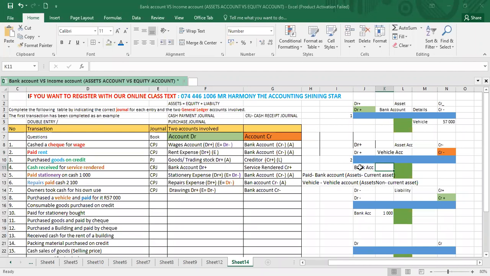How much did this car actually cost you? The car that we have bought cost us 57,000 rand. Can you see? We have the car. Now, when we have the car, we are debiting it. How did we buy it? We took the money from the bank account. The money was taken from the bank account.